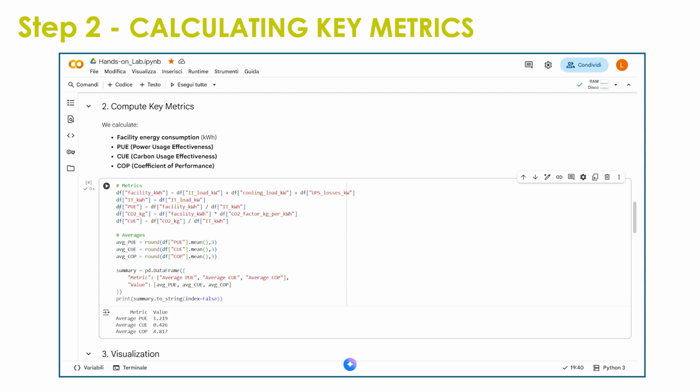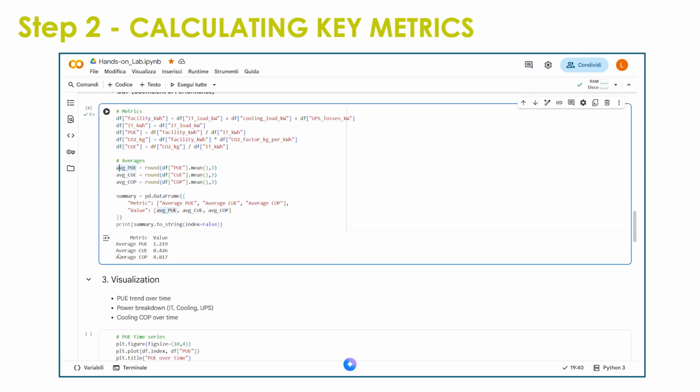A PUE of 1.2 to 1.5 suggests that the data center is quite efficient, while values near 2 indicate more opportunity to improve. So in this case, the data center is already efficient, but there are still some improvements that can be made, especially in decarbonizing supply and optimizing cooling.